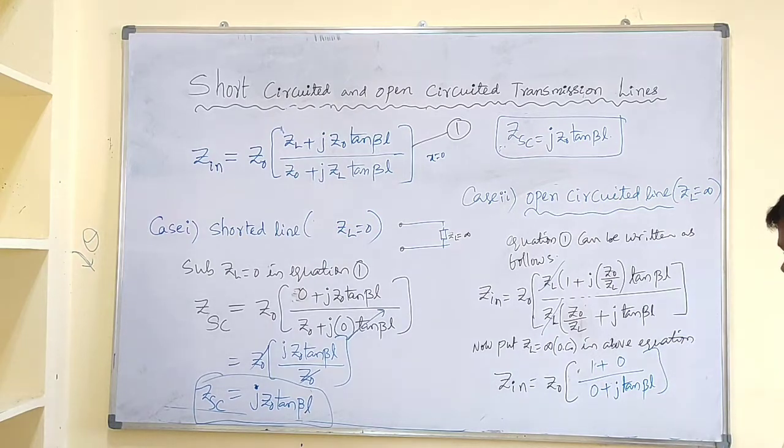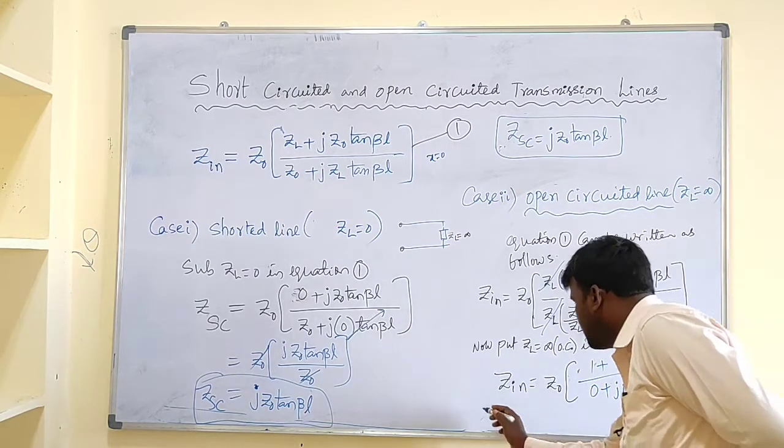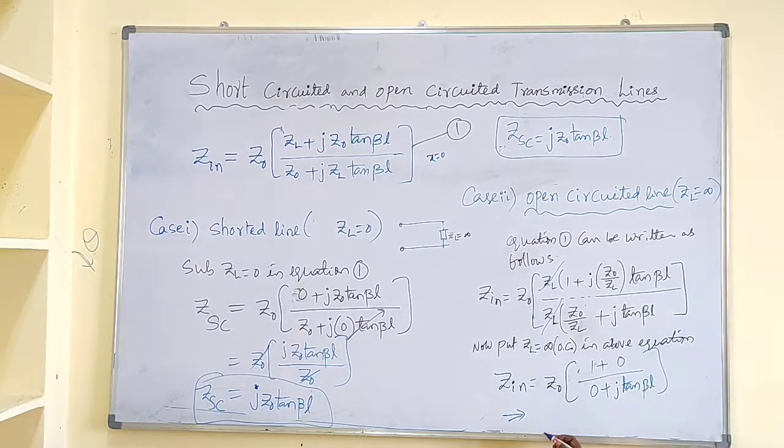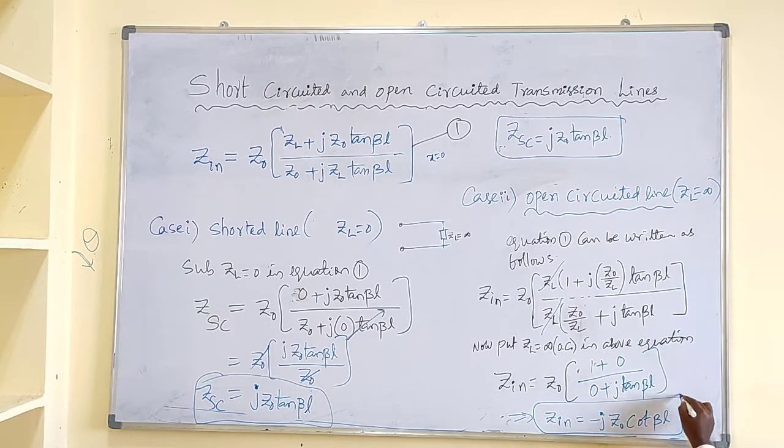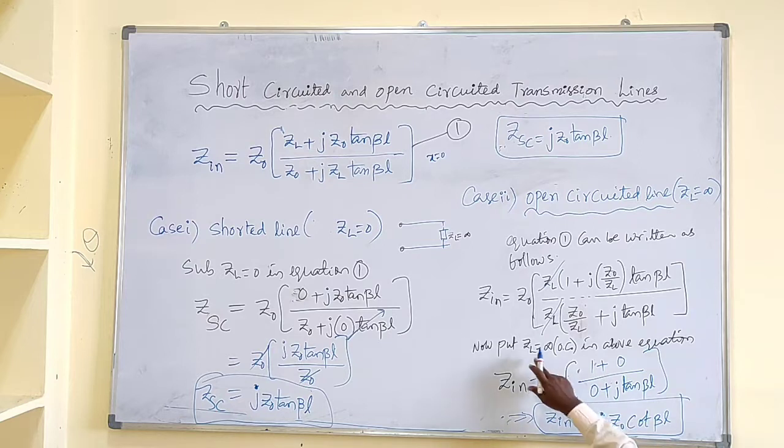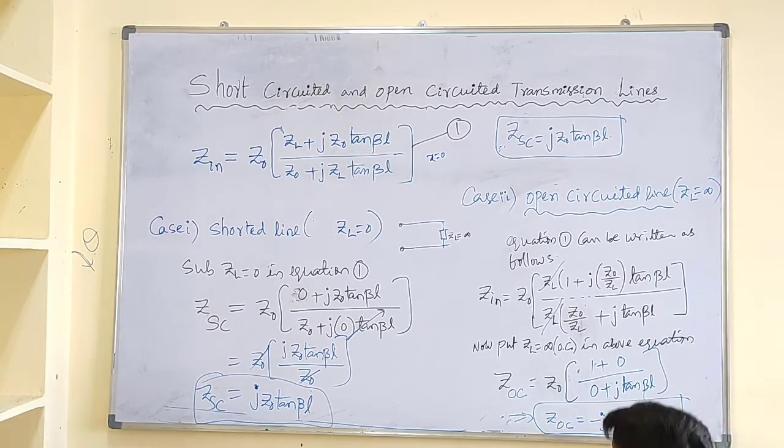So finally we can write ZIN equal to Z0 into 1 by J tan beta L. 1 by tan beta L can be written as cot beta L, and 1 by J, by rationalization, is minus J. So ZIN equals minus J Z0 cot beta L. This is the input impedance of the open circuit line. Let us take this as an equation.